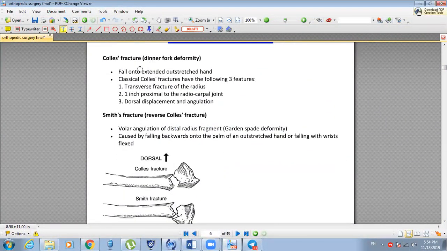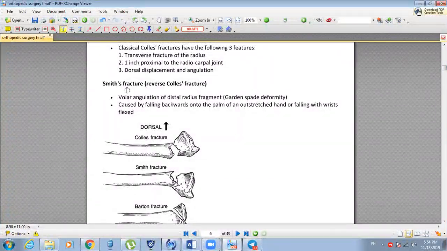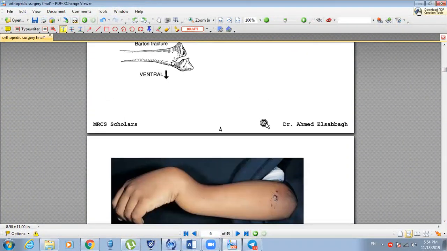Cooley's is caused by a fall onto an outstretched hand. There are three features: it is transverse, extra-articular, proximal to the radiocarpal joint, and dorsally displaced. About Smith's fracture: Smith's fracture is volar angulation of this fragment, and it is also extra-articular.